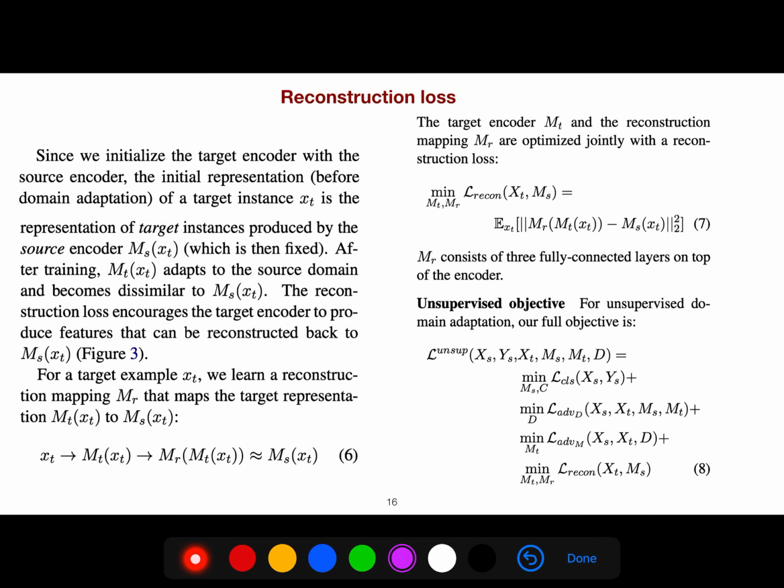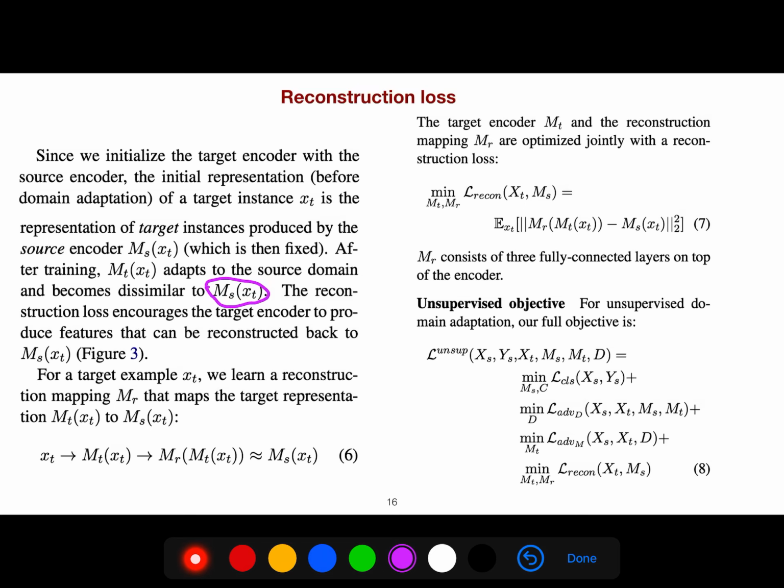Since we initialize the target encoder with the source encoder, the initial representation of a target instance is the representation of target instances produced by the source encoder. After training, M sub t adapts to the source domain and becomes dissimilar to M source of x sub t. The reconstruction loss encourages the target encoder to produce features that can be reconstructed back to M sub s.